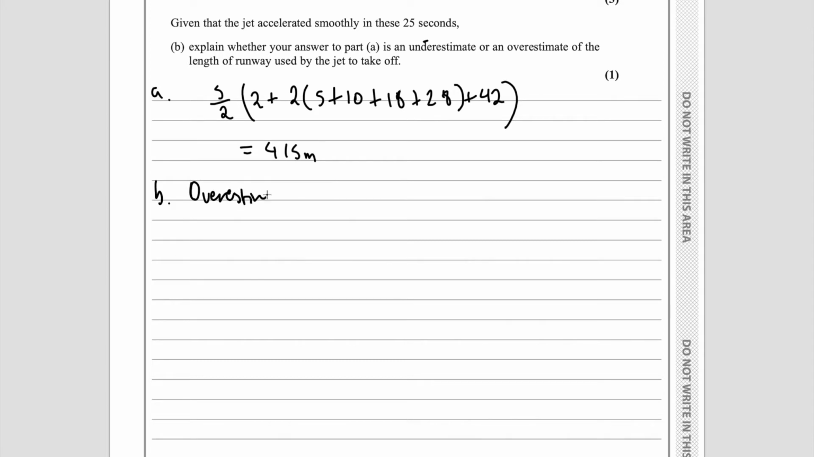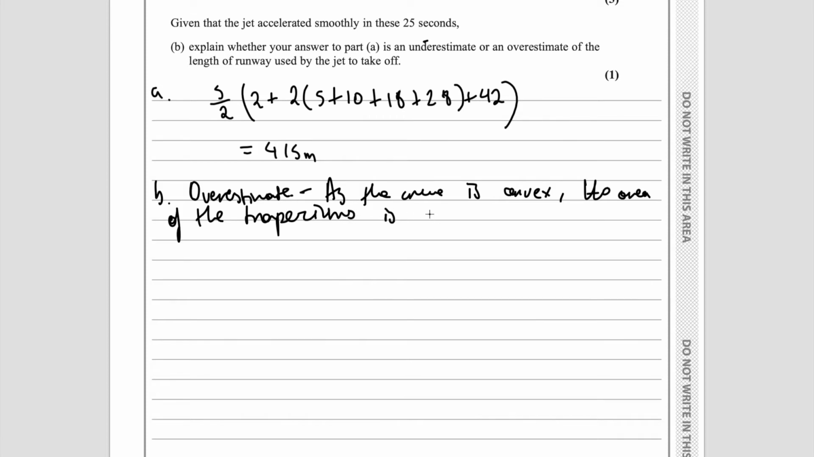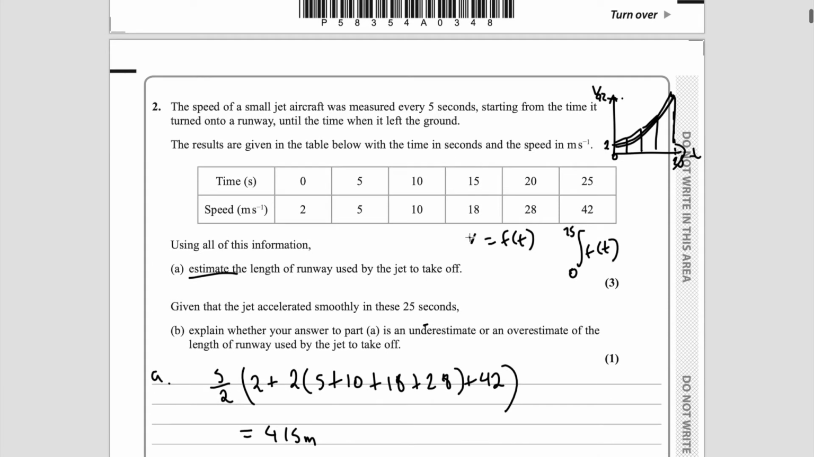So you'd want the answer to be reflective of the question straight away, and just draw a dash there and explain that as the curve is convex, the area of the trapeziums is greater than the area underneath the curve. And that there is the answer to question number 2.